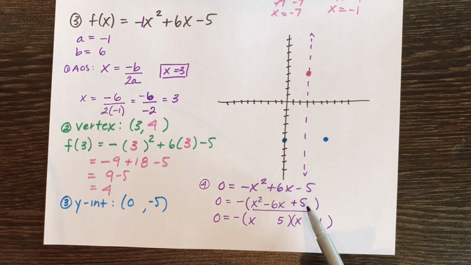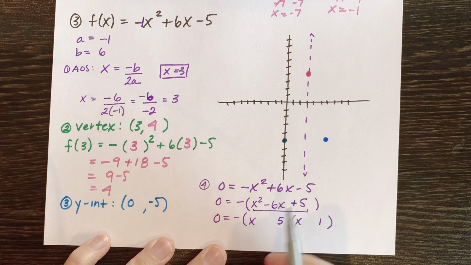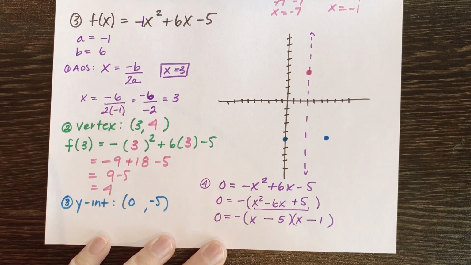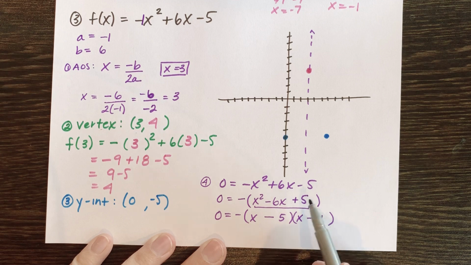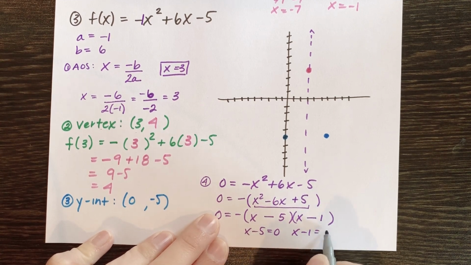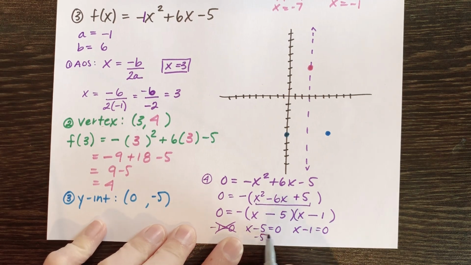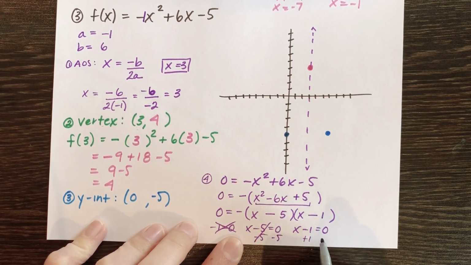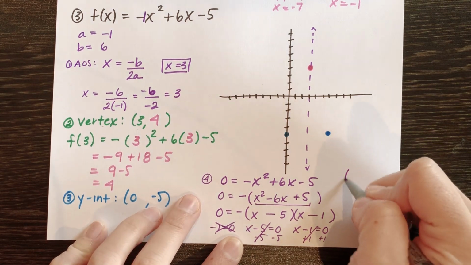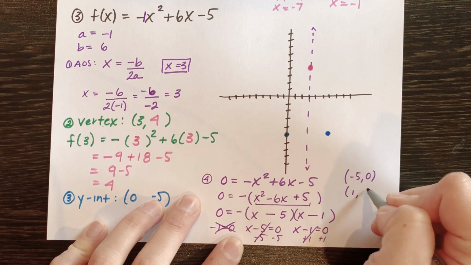This is the number they have to multiply to, 5. So it's got to be 5 and 1. They have to be the same sign, and they have to add to a negative 6. They need to both be negative. Negative 5 times negative 1 is positive 5. Negative 5 plus negative 1 is negative 6. Set each factor equal to 0. Again, you can set that negative GCF equal to 0, but it just dies out. Nothing happens with it. Subtract 5 from both sides, so I get x equals negative 5. Add 1 to both sides, so my x-intercepts are negative 5, 0 and 1, 0.